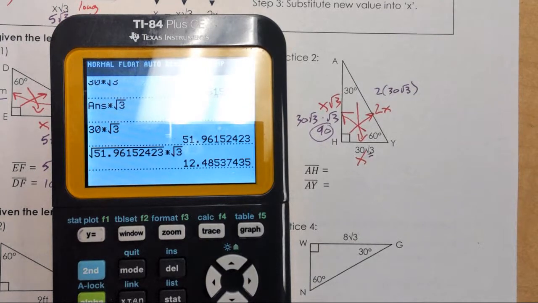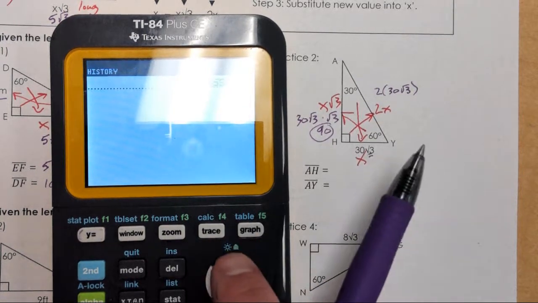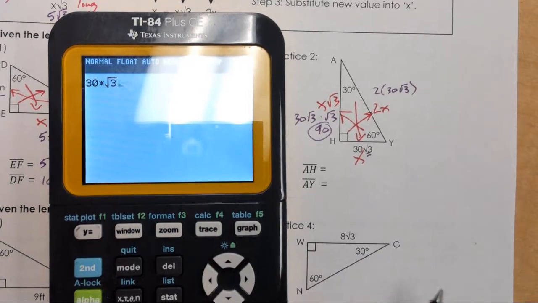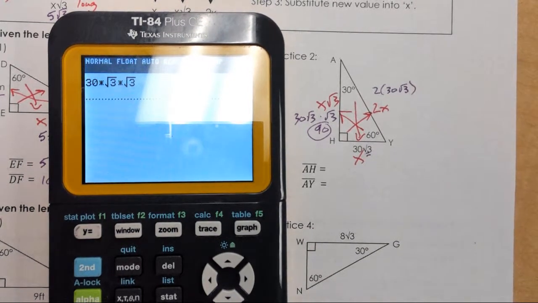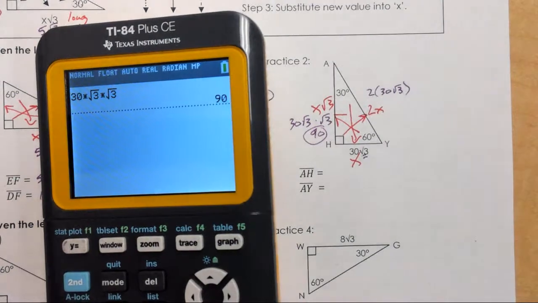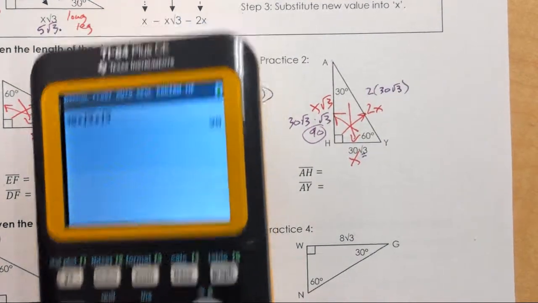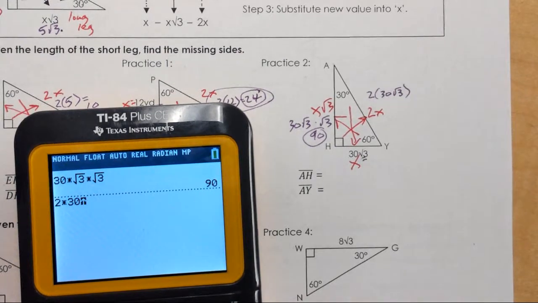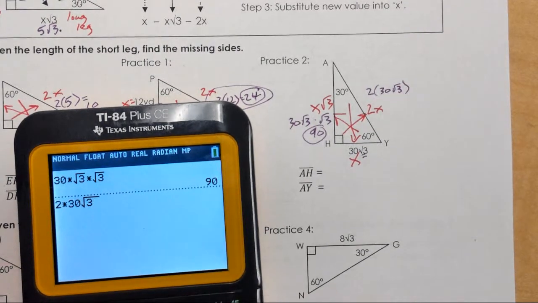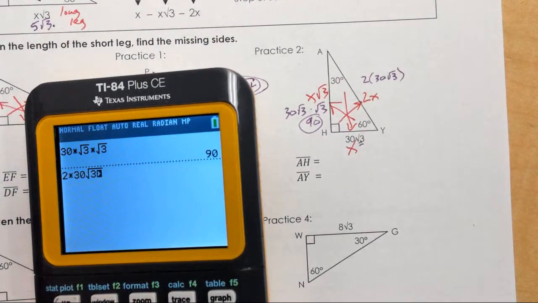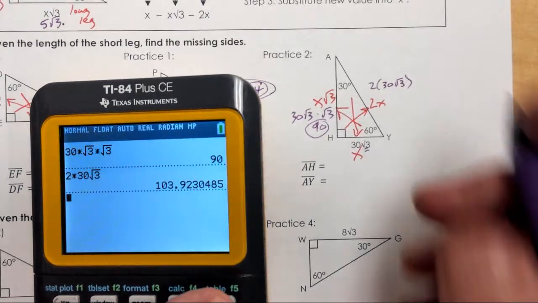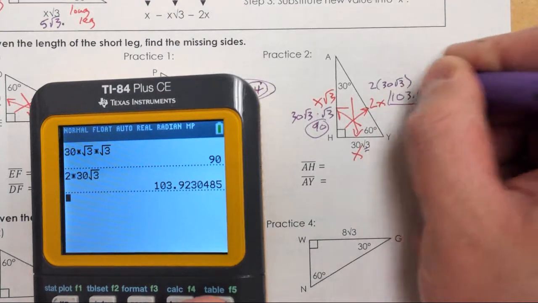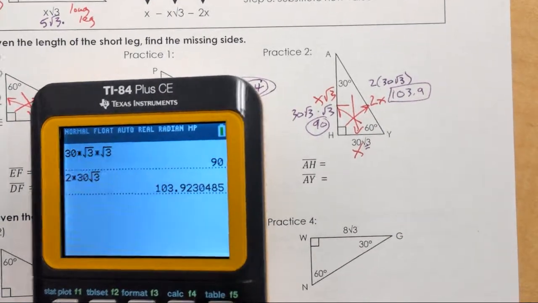Oops, goodness gracious, I messed that up. So let's try that one more time. So 30 square root 3, and then you multiply that by the square root of 3, and you get our long leg. So we get 90. Now this hypotenuse is going to be 2 times just 30 square root 3. And when I do 2 times 30 square root 3, we end up with 103.9. So that would be the answer to the hypotenuse.